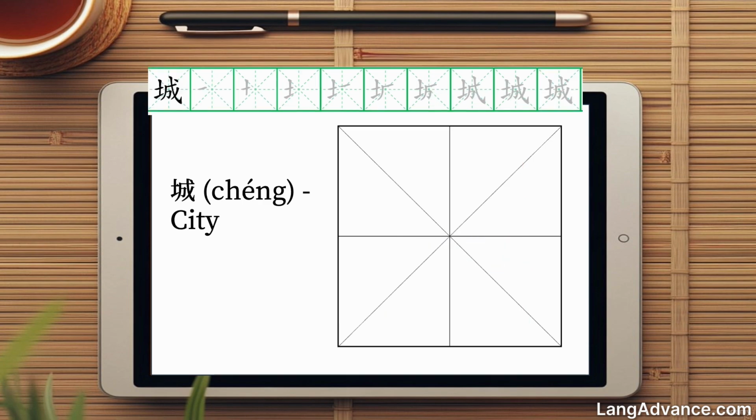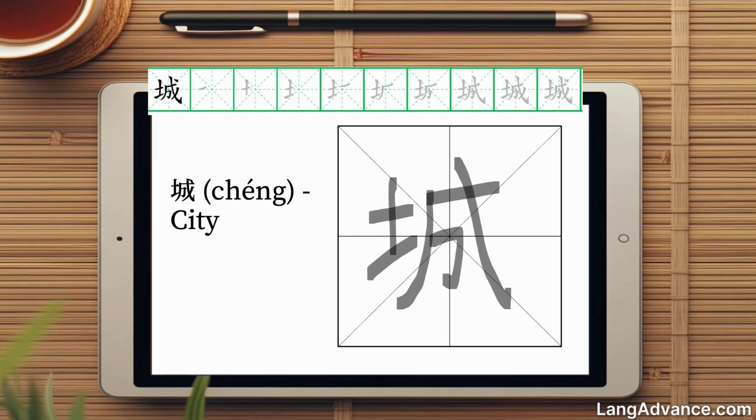城 means city. So if you go to China, there will be a lot of signs saying whatever 城. 城 means city. Let's see how you write this word. We have the 土 and we have the 成. Our radical 土 and 成. This part actually means success. So on top of a ground that is success, therefore there is a city.